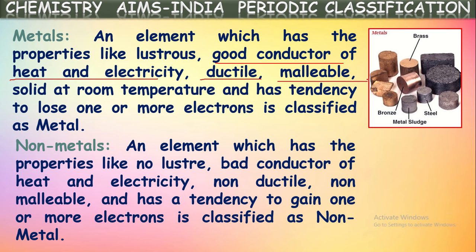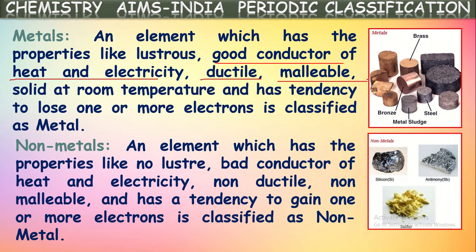An element which has properties like no luster, bad conductors of heat and electricity, non-ductile, non-malleable, and has a tendency to gain one or more electrons is classified as non-metal. So the elements which have quite opposite properties to that of metals are classified as non-metals. What are those? Non-luster means they won't shine. Bad conductors of heat and electricity, and even they are non-ductile, means they cannot be drawn into thin wires. They are non-malleable, means they cannot be beaten into thin sheets, and have a tendency to gain one or more electrons to form anions. Those elements which exhibit these properties are classified as non-metals.